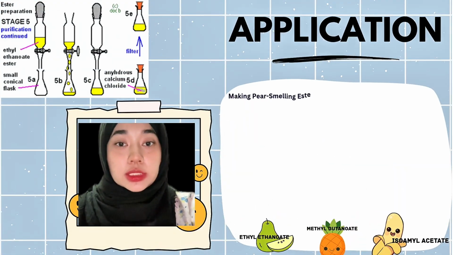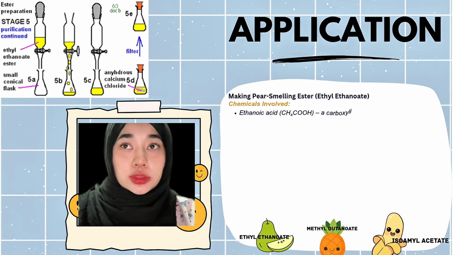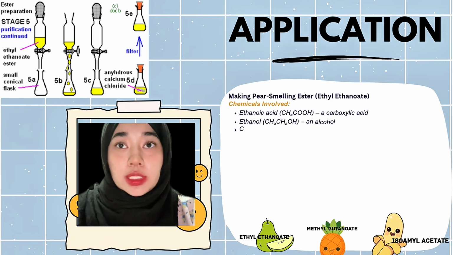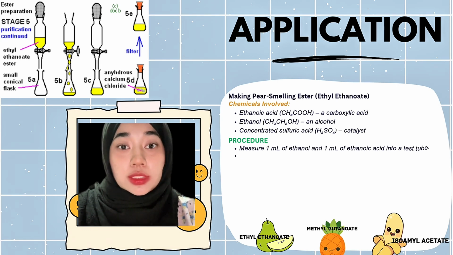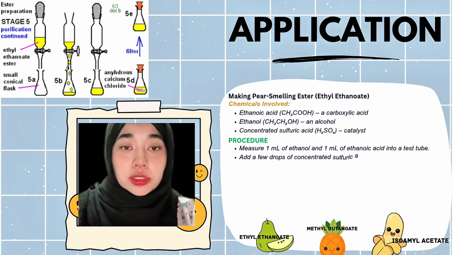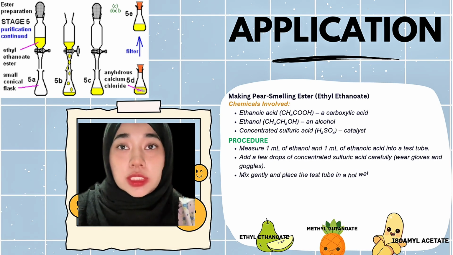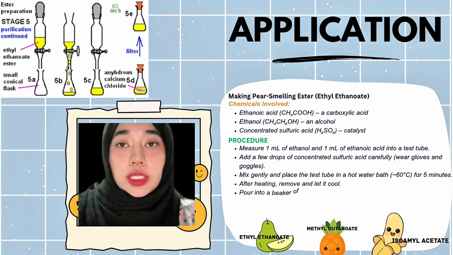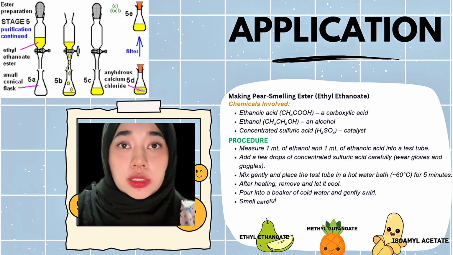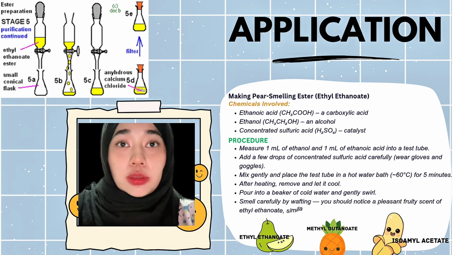Okay, so the application of the esterification process is mostly used in making perfume, such as that shown in the slide, making esters like ethyl ethanoate. The chemicals involved are ethanol with acid and concentrated sulfuric acid, which is the catalyst. And the procedure: firstly, measure 1 ml of ethanol and 1 ml of ethanoic acid into a test tube. And then we add a few drops of concentrated sulfuric acid carefully, mix gently, and place the test tube in a hot water bath.